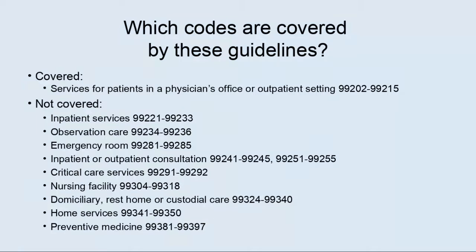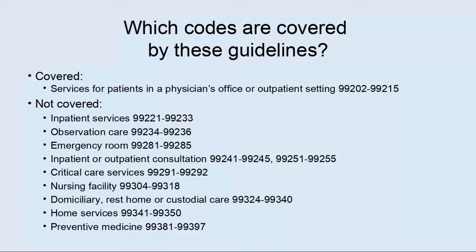So the guidelines we're going to talk about today are only 99202 to 99215. These are the physician's office, an outpatient clinic, or an outpatient area of a hospital. There are other outpatient codes, as I've said. There's emergency room visits, there's observation codes, rest home, nursing facilities, home services, but these have different guidelines.